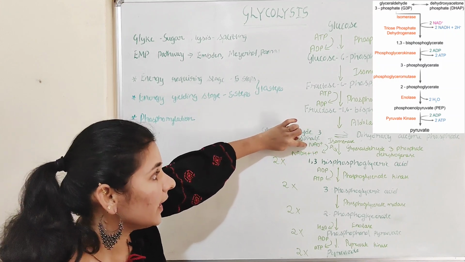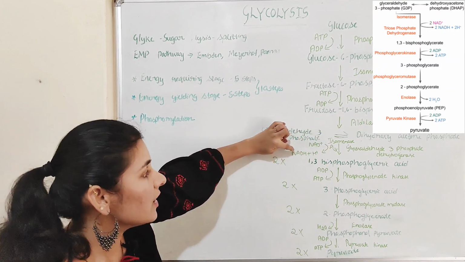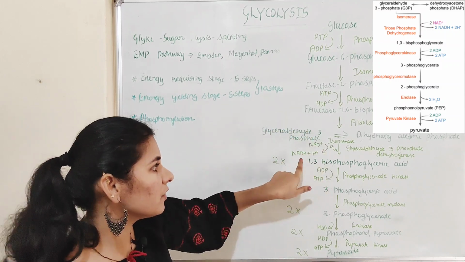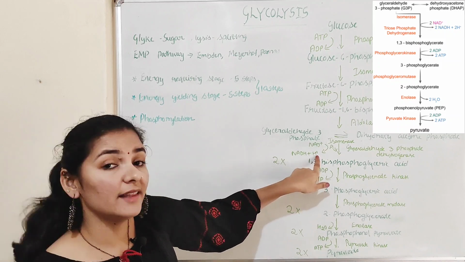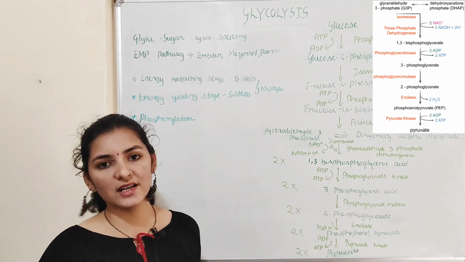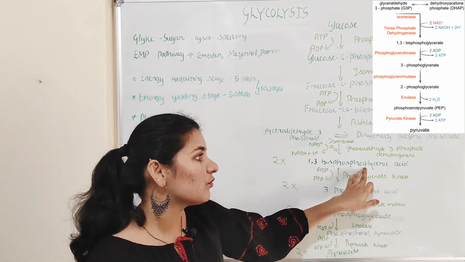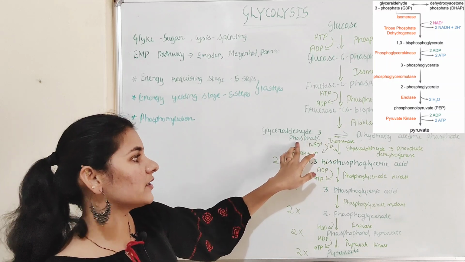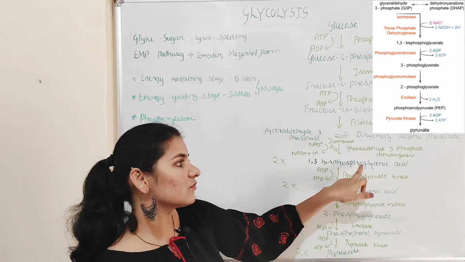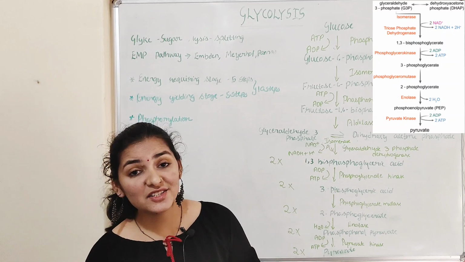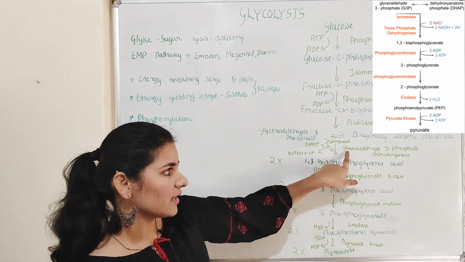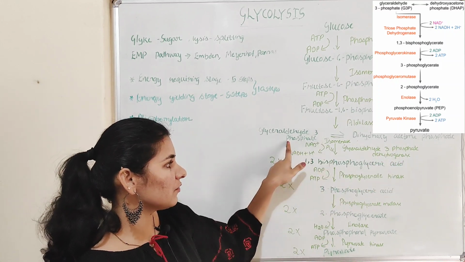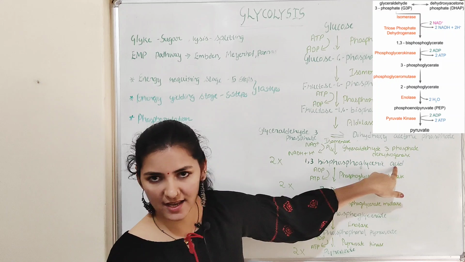So in this step NAD plus is reduced to NADH and H plus, that converts 1,3-bisphosphoglyceraldehyde into 1,3-bisphosphoglyceric acid. So in this step glyceraldehyde 3-phosphate is converted into 1,3-bisphosphoglyceric acid, and this reaction is catalyzed by the enzyme known as glyceraldehyde 3-phosphate dehydrogenase. So from glyceraldehyde 3-phosphate, 1,3-bisphosphoglyceric acid is formed.